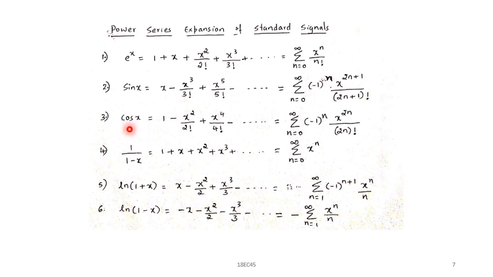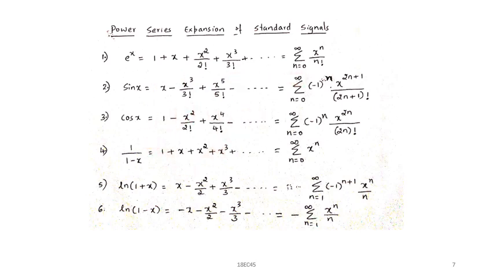Similarly, the cos term: cos x is equal to 1 minus x square divided by 2 factorial plus x to the power 4 by 4 factorial minus, and it continues like this. Generally you can write this as summation n is equal to 0 to infinity, minus 1 to the power n, x to the power 2n divided by 2n factorial. In cos you will get even terms, and in sine you will get odd terms, odd powers of x: 1, 3, 5, 7. Here you will get 0, 2, 4 and so on.